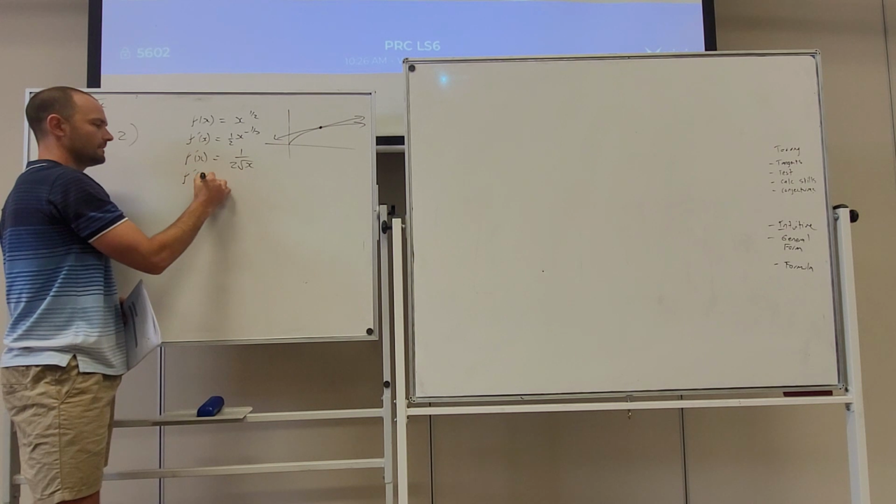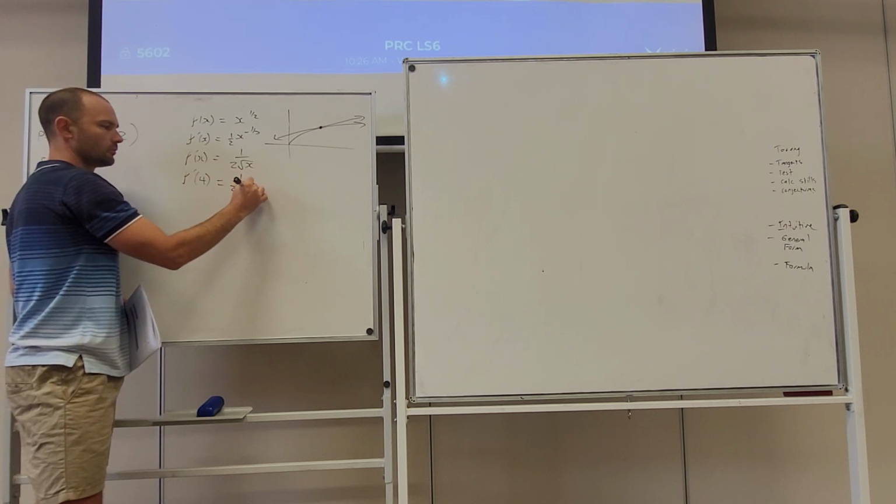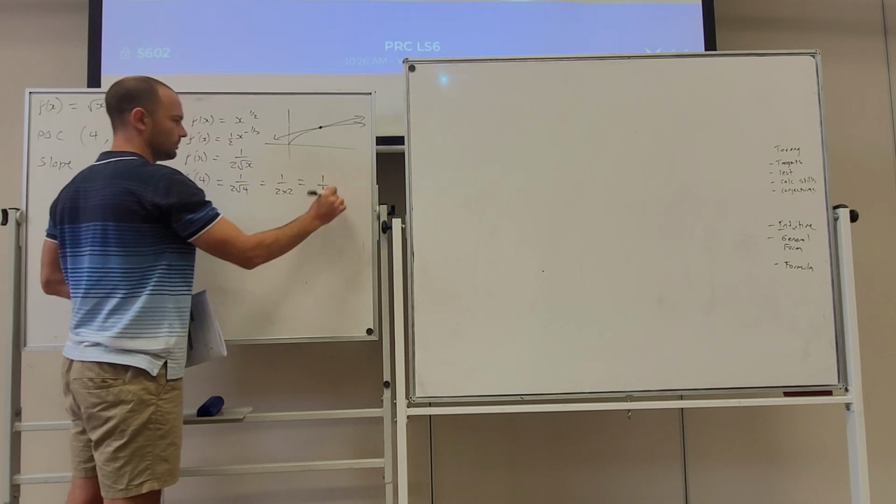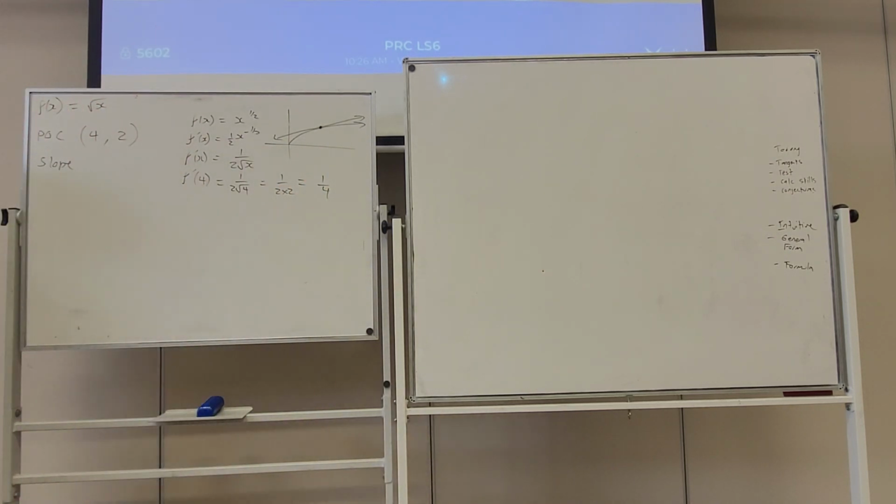So we're finding f dash of 4. So that's 1 on 2 root 4. That's 1 on 2 times 2. That's the slope of 1 on 4. Okay.